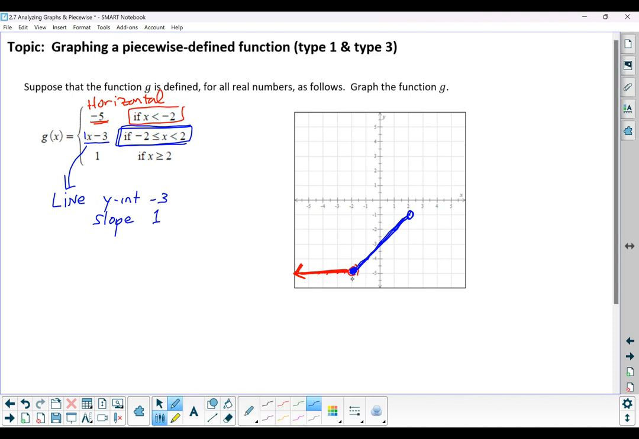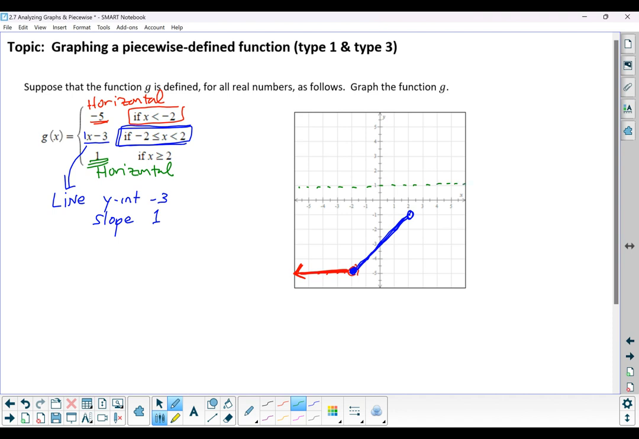Those 2 pieces connected, so if this was my graph, I would say it's continuous. But let's see what our last piece does. Our last piece is a constant again, so this is horizontal at a height of 1. So it would be this.